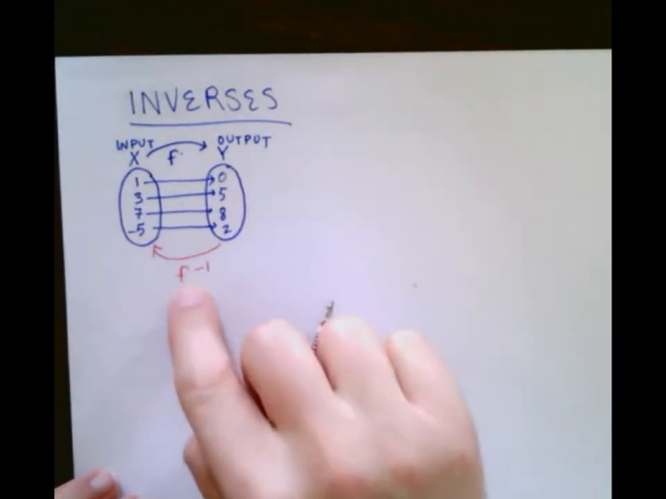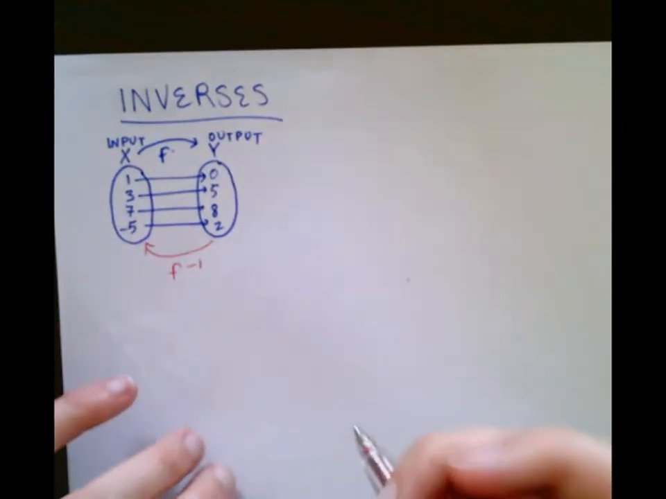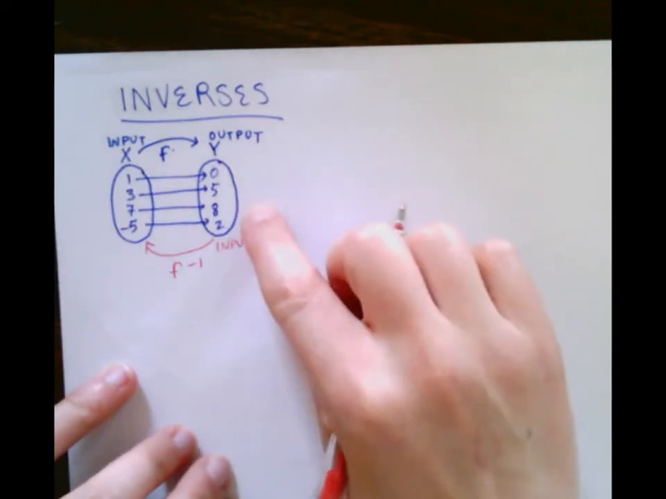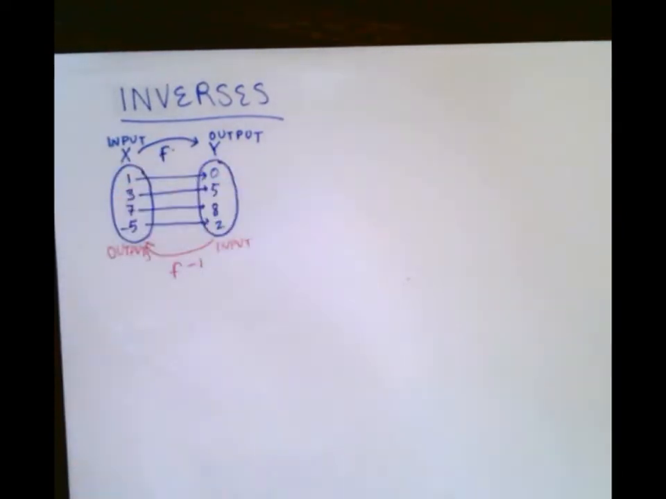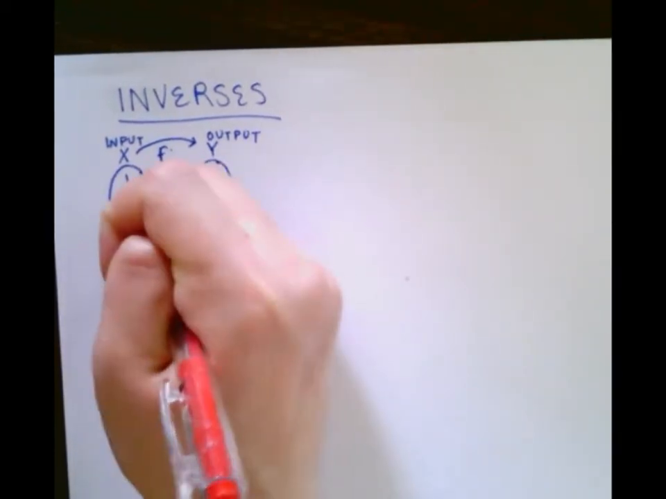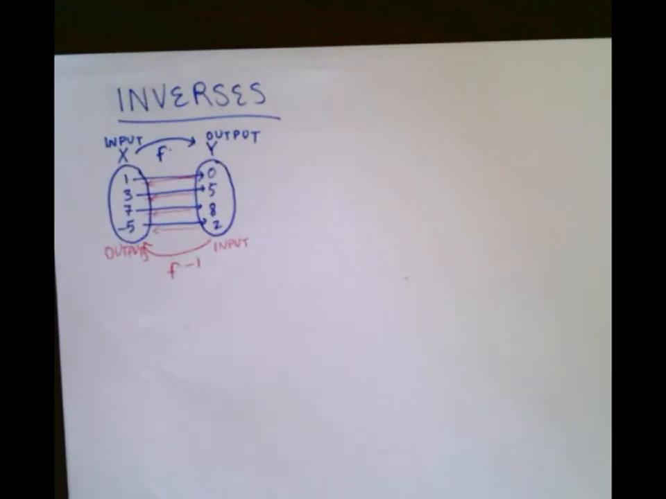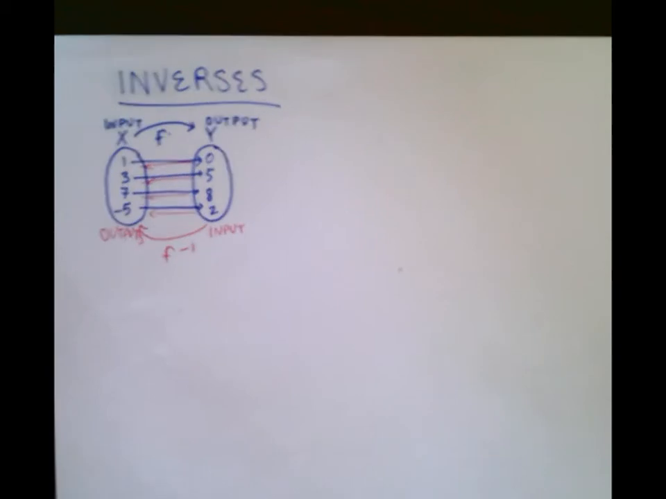I would read this as f inverse, not f to the -1. I say just f inverse. And now my inputs are in the set y, and my outputs are in the set x. I can imagine all of my arrows getting switched and going in the opposite direction. So that's a visual understanding of an inverse.